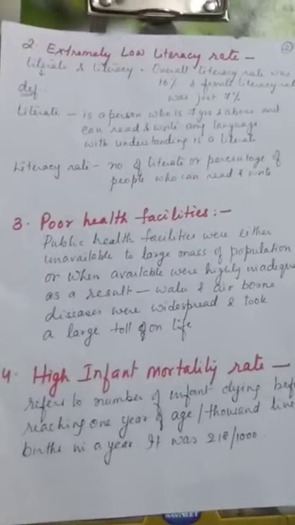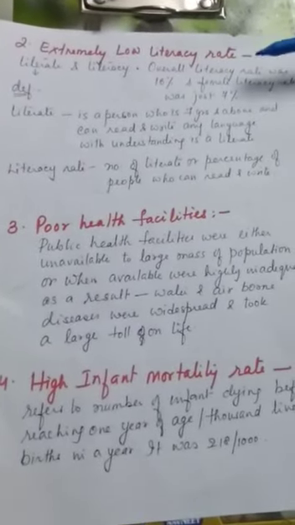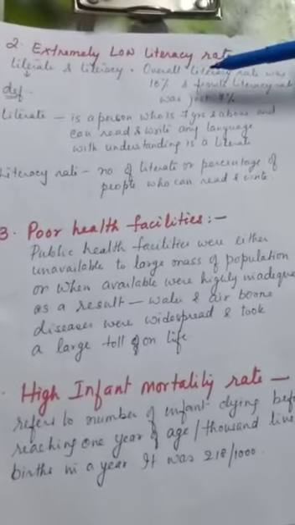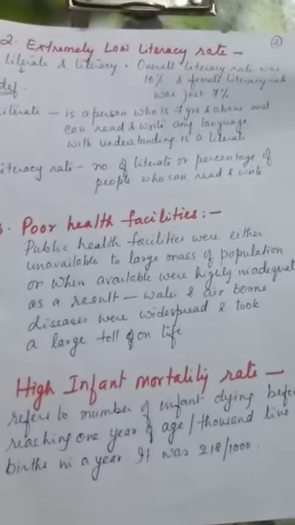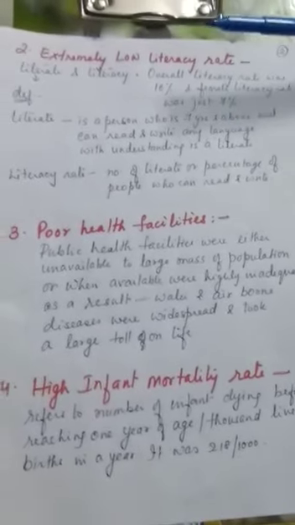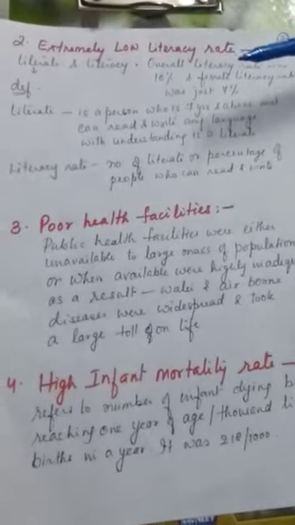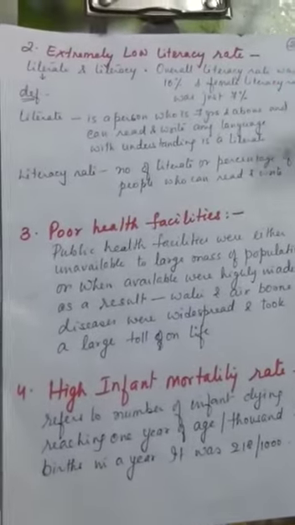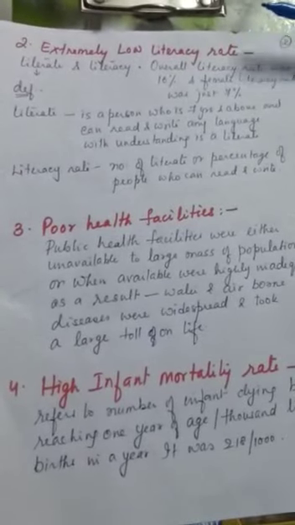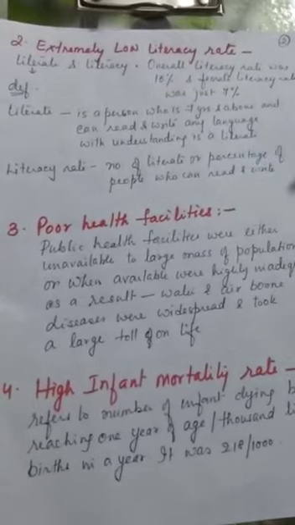The next is extremely low literacy rate. Overall literacy rate was just 16% and female literacy rate was just 7%. Literate means a person who is 7 years and above and can read and write any language with understanding. That person is a literate. Literacy rate means the percentage of people who can read and write.